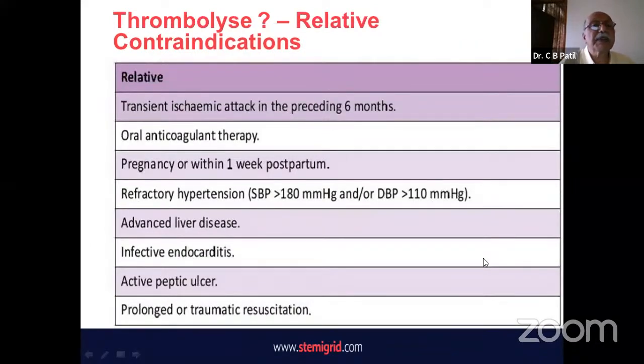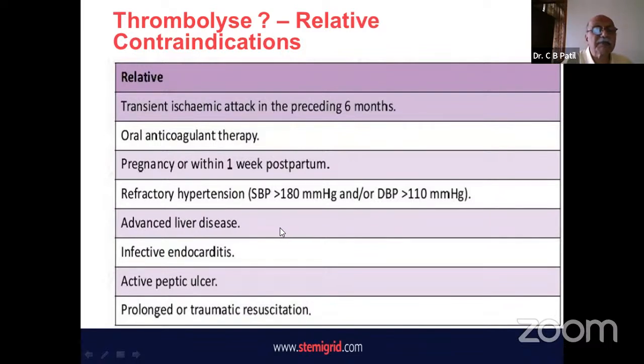The relative contraindication is a transient ischemic attack in the preceding 6 months. Oral anticoagulant therapy, if the patient is already taking it. Pregnancy, if it is there, it is a contraindication, or within 1 week of postpartum. Refractory hypertension, BP being more than 180 by 110, which can be controlled with antihypertensive agents. Once it is less than 160/90, you can go ahead and do the thrombolysis.